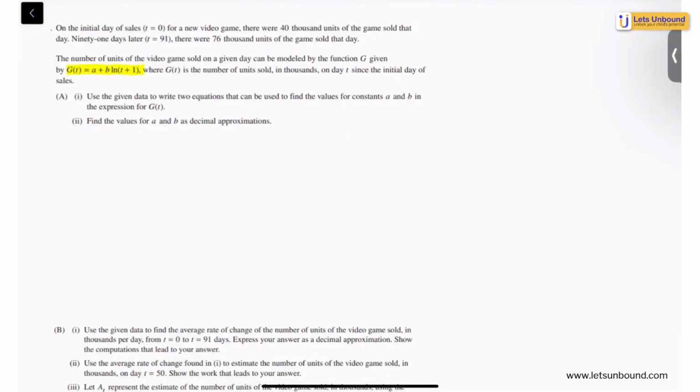First of all, we have been given the information that on t equal to 0, the sales were 40,000. Because g is measured in thousands, we will write it as (0, 40). And the other point we have for reference is 91 days later, wherein 76,000 units of the game were sold. Now to substitute in the g(t) function, g(t) is a + b ln(t + 1). Now we will substitute each of the points one by one.